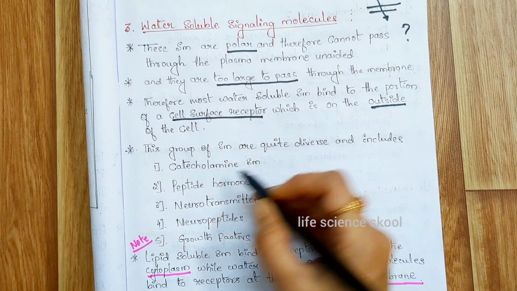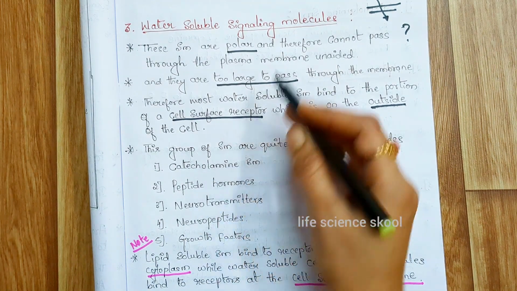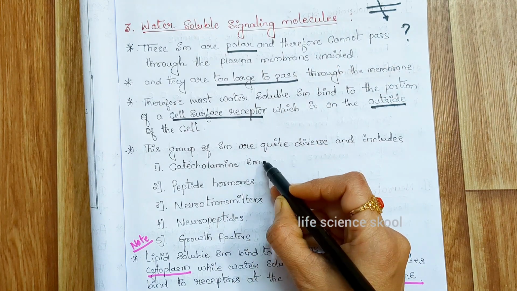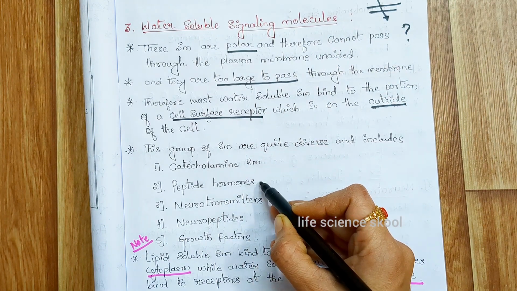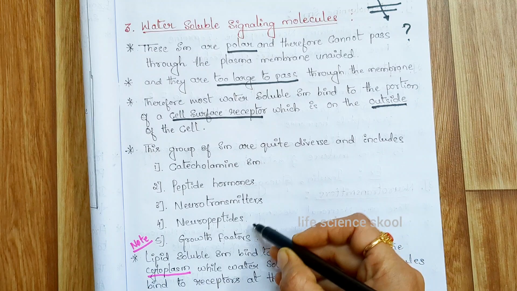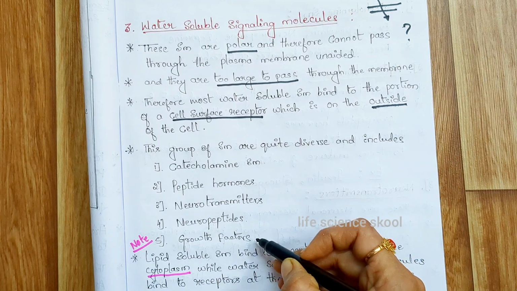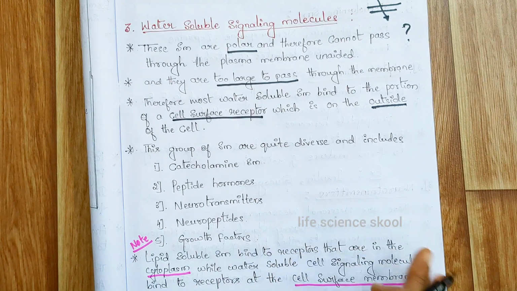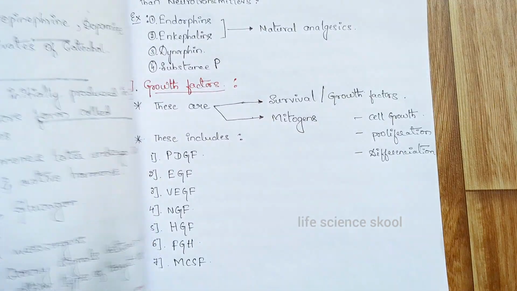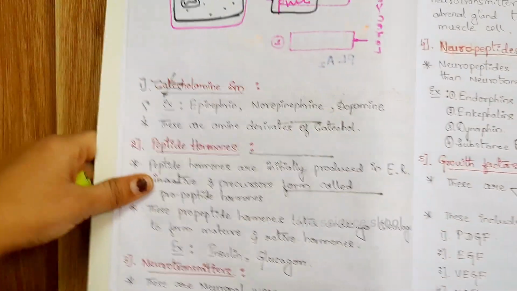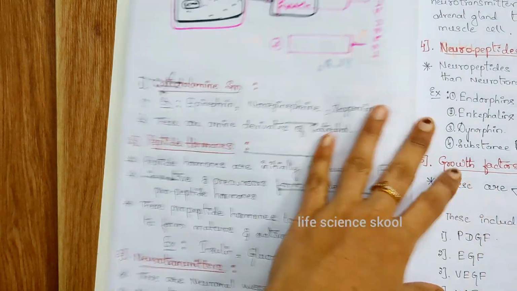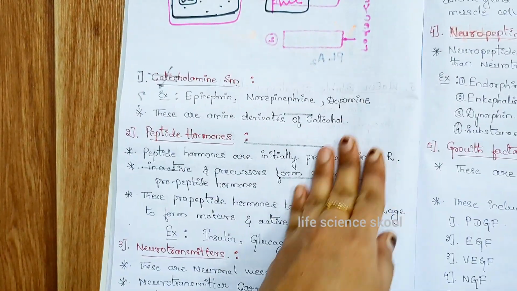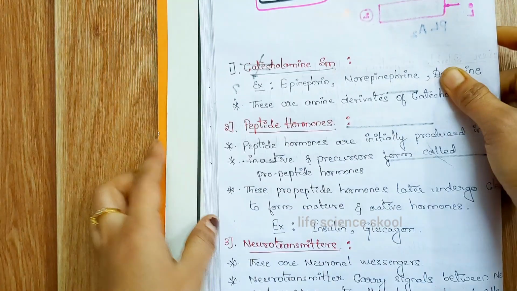I repeat once again. This group of water soluble signaling molecules includes catecholamine signaling molecules, peptide hormones, neurotransmitters, neuropeptides and growth factors. Okay, we will look at them one by one now. I'll just give short information on these examples here. I'm hoping this is visible. I will keep it clearly here.